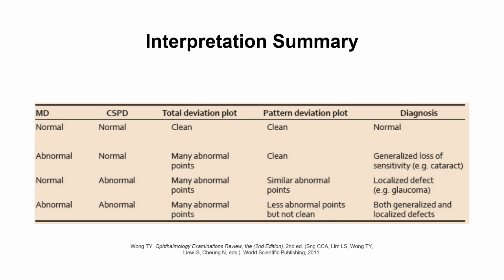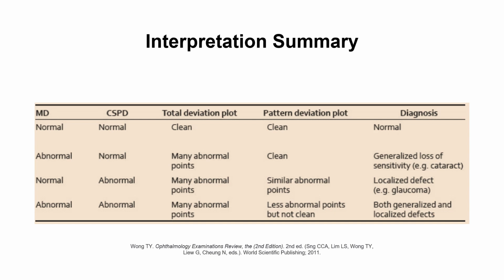And if you see that the MD is abnormal and the corrected pattern standard deviation is normal, with many abnormal points in the total deviation plot but a clean pattern deviation plot, this means that there is generalized loss of sensitivity, for example, cataract or hazy media.